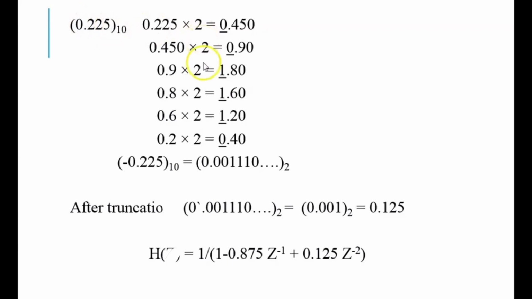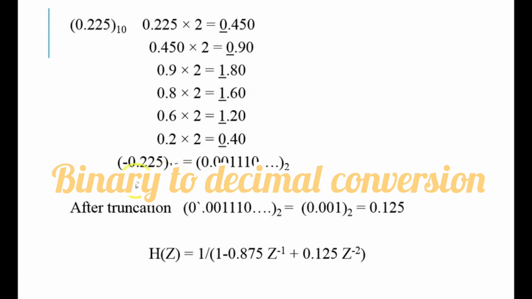Next, 0.450 multiplied by 2 gives 0.9. 0.9 multiplied by 2 gives 1.80. You have to remove that 1. After that, 0.8 times 2 gives 1.6. Next, remove the 1. After that, 0.6 times 2 gives 1.2. Next, 0.2 times 2 gives 0.4. So you write it as 0.001110. You have to truncate this value to 3 bits, so I will get 0.001. What is 0.001? It is 0.125.